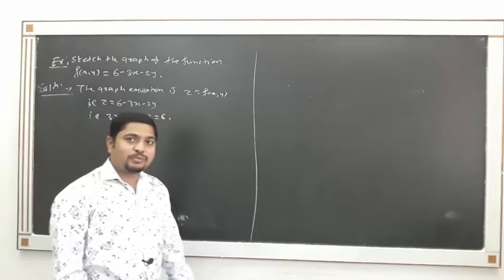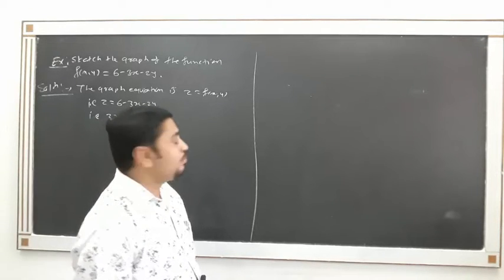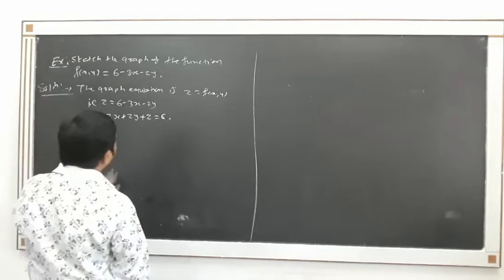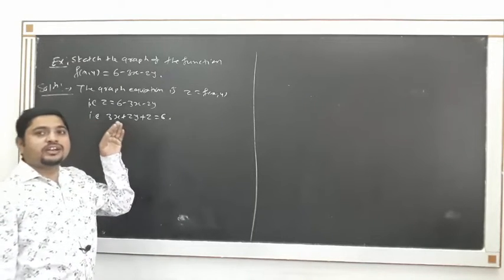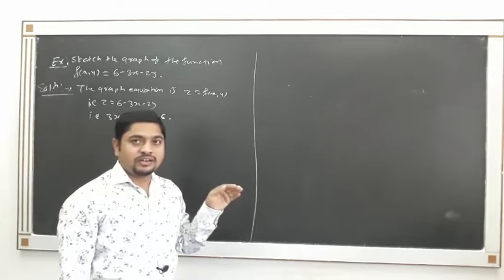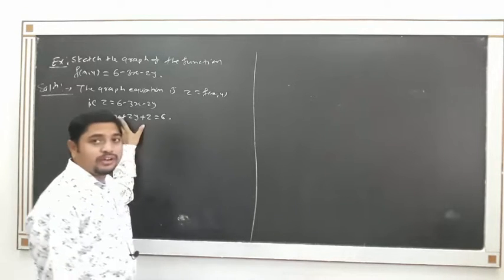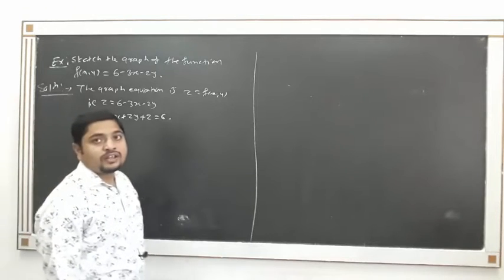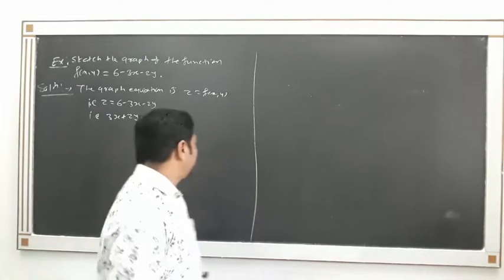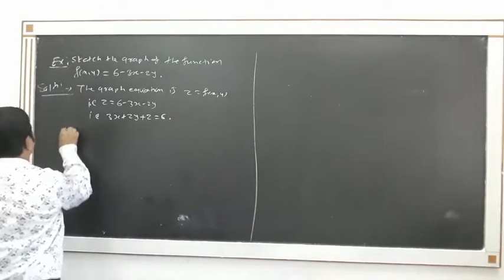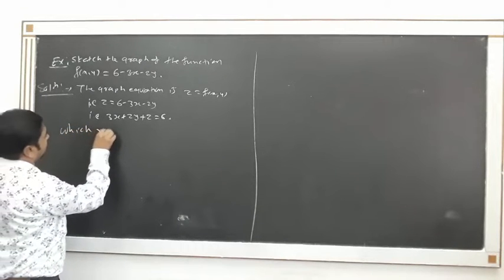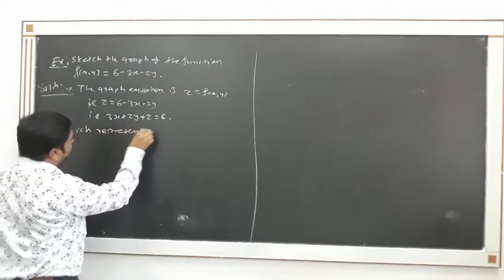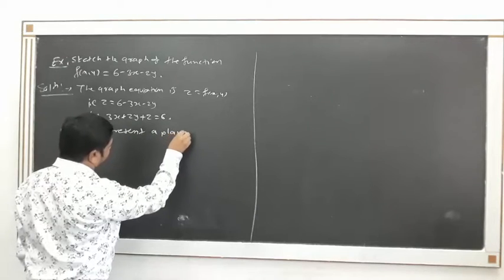So what does it represent? If there are two variables, then it represents a line, is it? But here how many variables? Three variables. So it represents a plane.